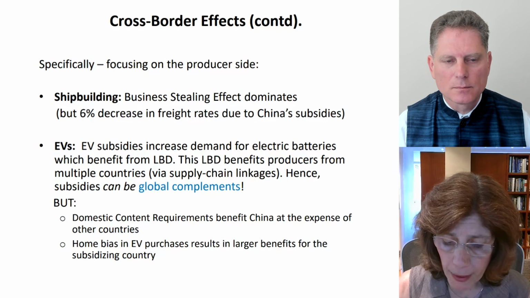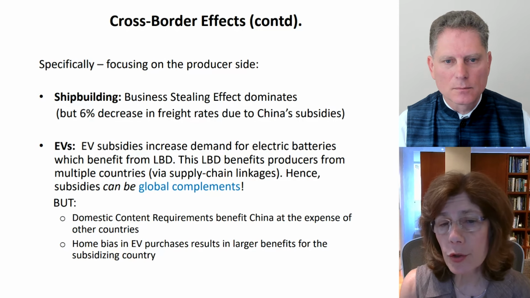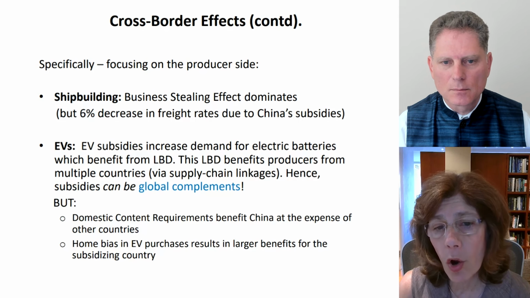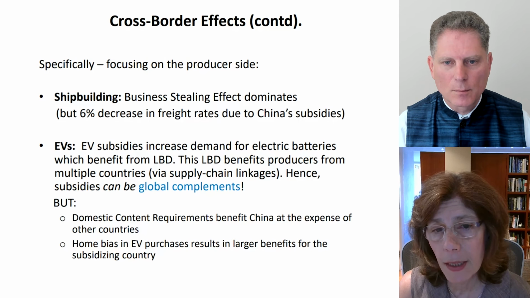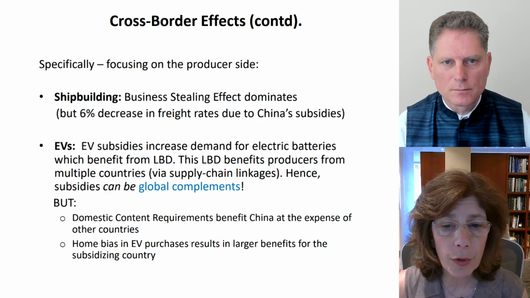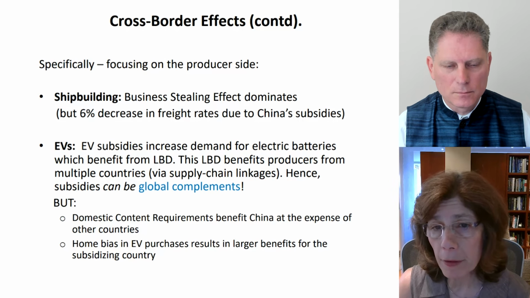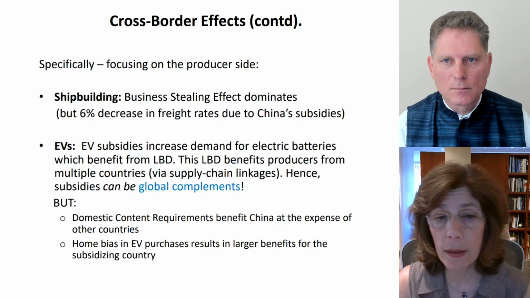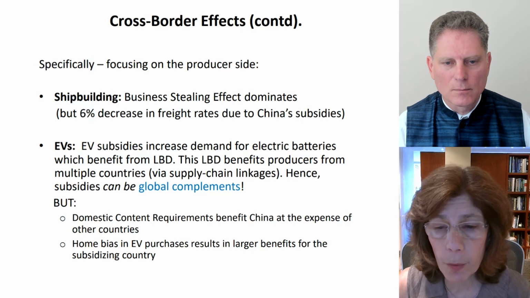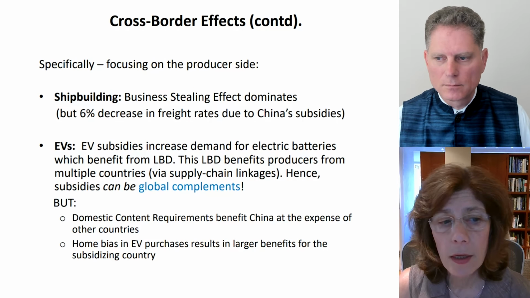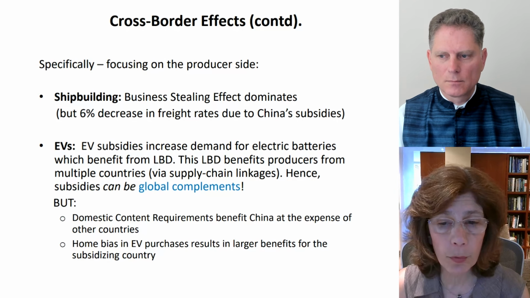So the point I want to make about electric vehicles is because of the structure of the supply chain, the subsidies end up having positive cross-border spillover effects on producers of electric vehicles in other countries, as long as there are no domestic content requirements. So implementation here matters. So one of the results of the paper that I showed in my summary before is that consumer subsidies are in fact global complements. So not only don't you have a race to the bottom, you have a race to the top.